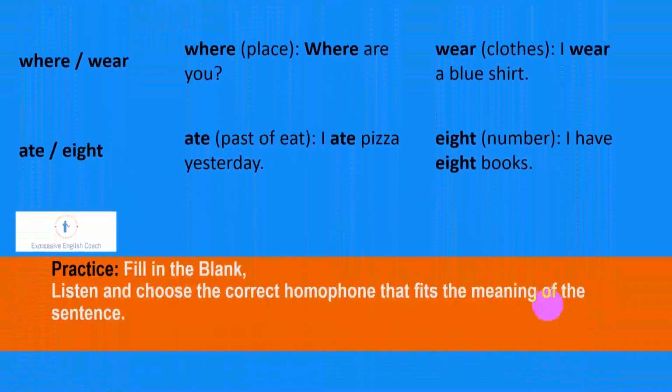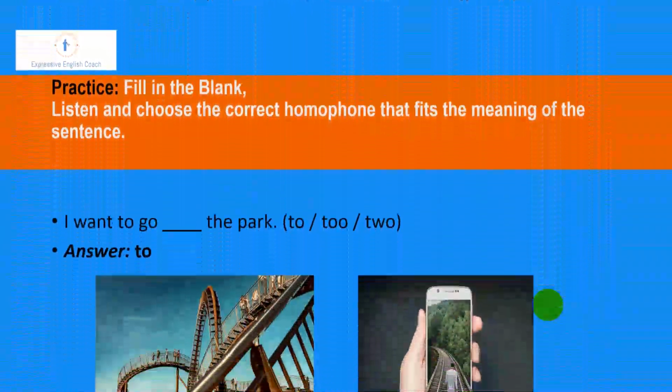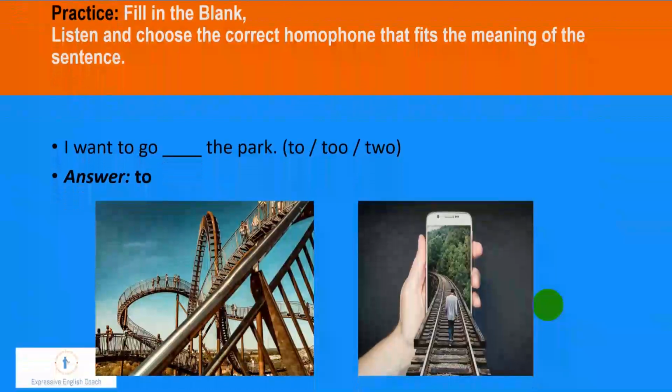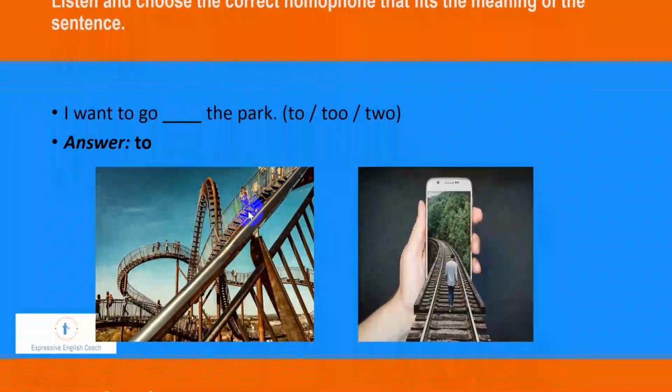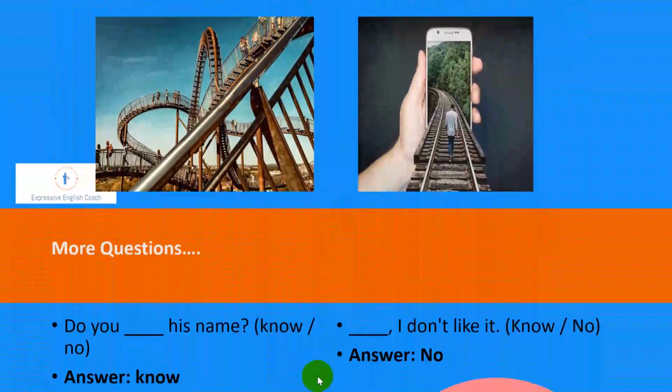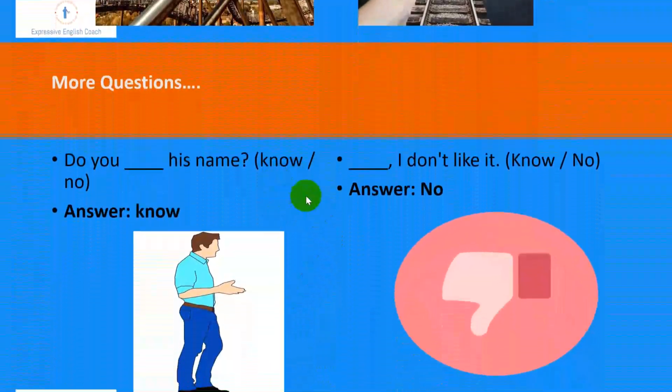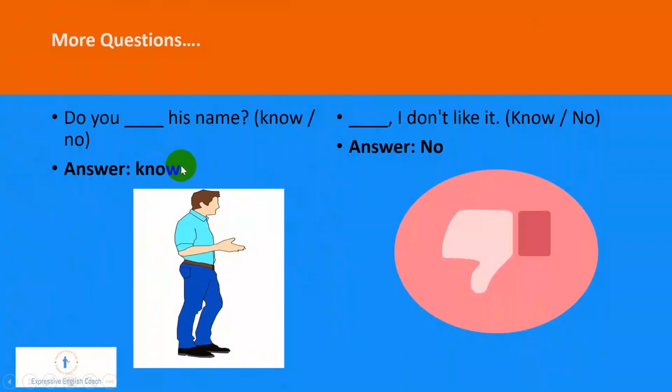Now let's practice. Time for practice. Let's listen and choose the correct homophone that fits the meaning of the sentence. For example, I want to go to the park. So the first sentence we use to as in to, that is a place. The second one is do you know his name? We have know and no. Know is information, so do you know his name?